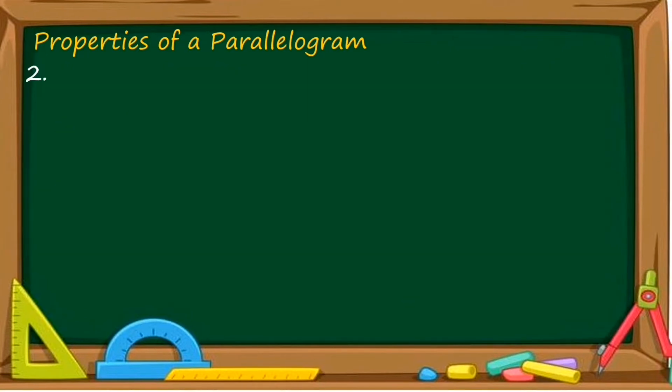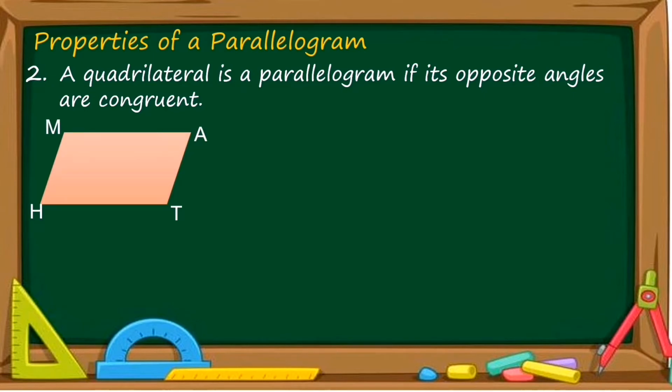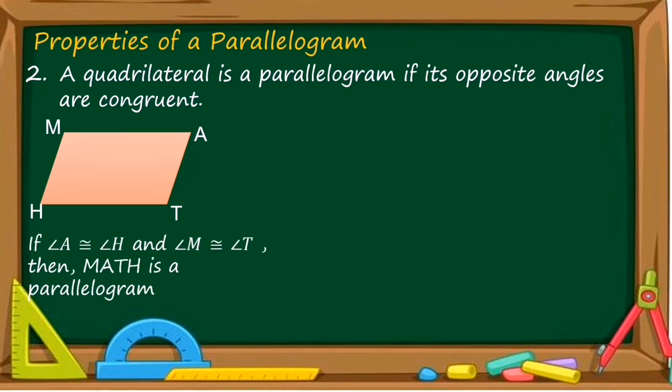Next property, we have a quadrilateral is a parallelogram if its opposite angles are congruent. Let us use the same figure, a quadrilateral MATH. We all know that angle M and angle T as well as angle H and angle A are opposite angles. If angle A is congruent to angle H and as well as angle M is congruent to angle T, then MATH is a parallelogram. Let us have an example.